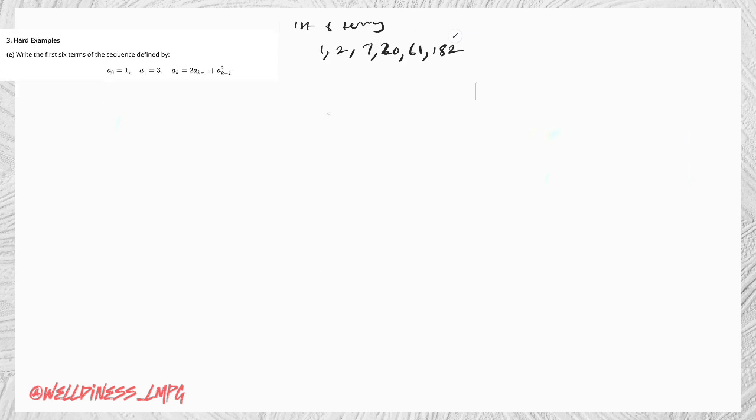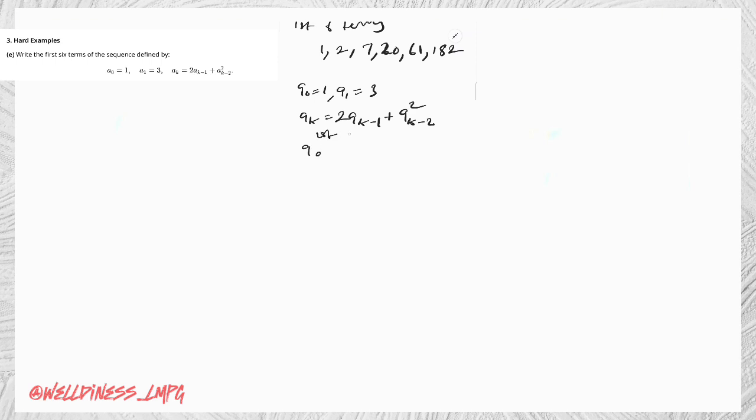So for our next question, we have A naught is equals to 1, A1 is equals to 3, and AK is equals to 2A(K minus 1) plus A squared (K minus 2). And we are asked to find the first 6 terms of the sequence.